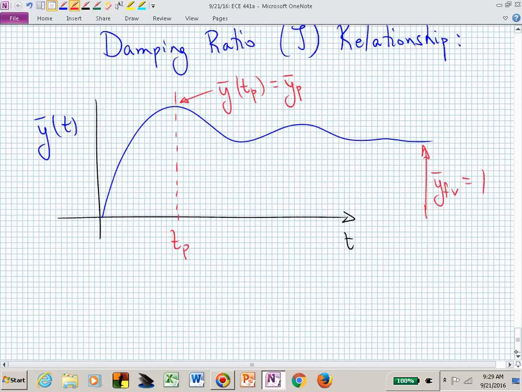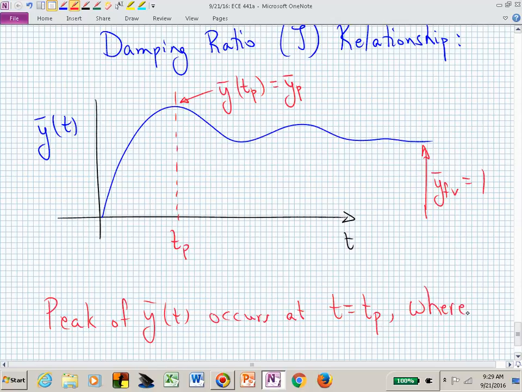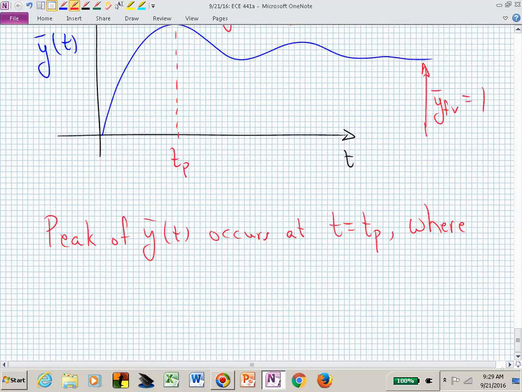So all we're saying is that the peak of y bar of T occurs at time t equal T sub P, and we already know what T sub P is. T sub P we just found in step 1, that's pi over omega sub d, and we may need to use that in our formula.